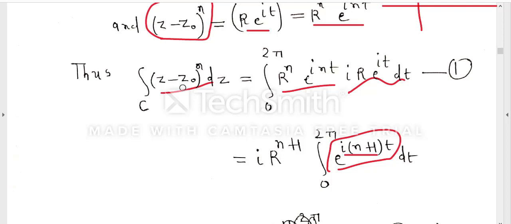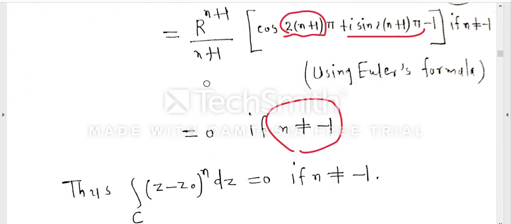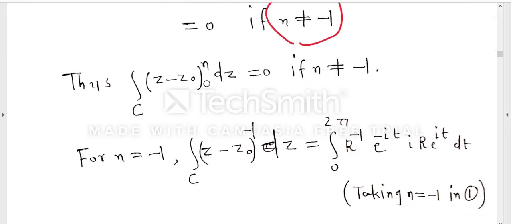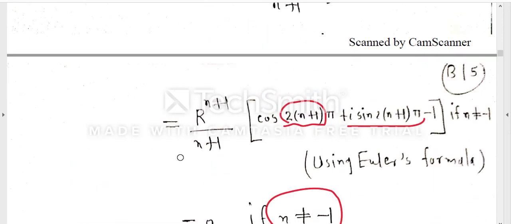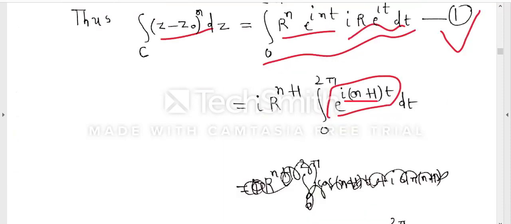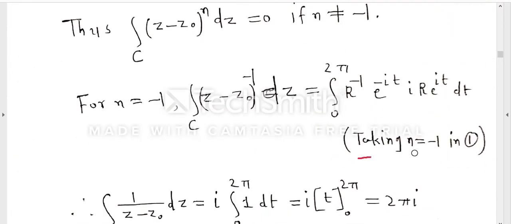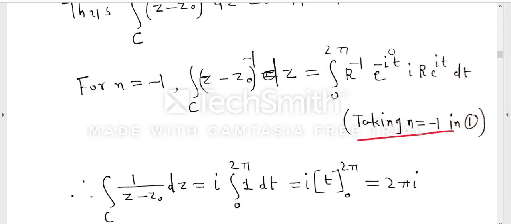Now what if n is minus 1? So we consider n equal to minus 1 here and we calculate separately for n equal to minus 1. So for n equal to minus 1, if I put n equal to minus 1 here, I will obtain r raised to minus 1 e raised to minus it into i r e raised to it dt. Okay, so I put n equal to minus 1 in equation 1 and I obtain this.